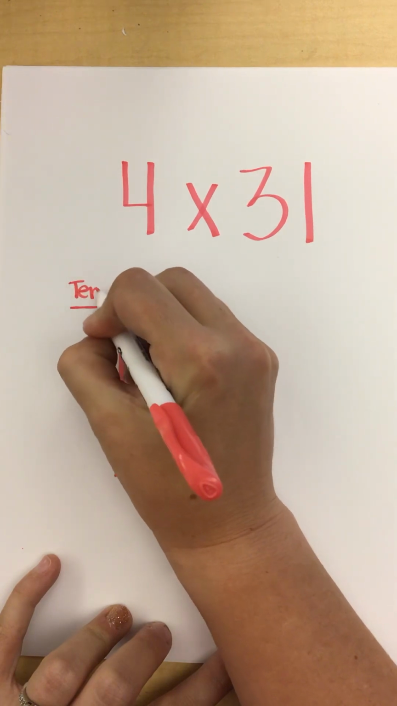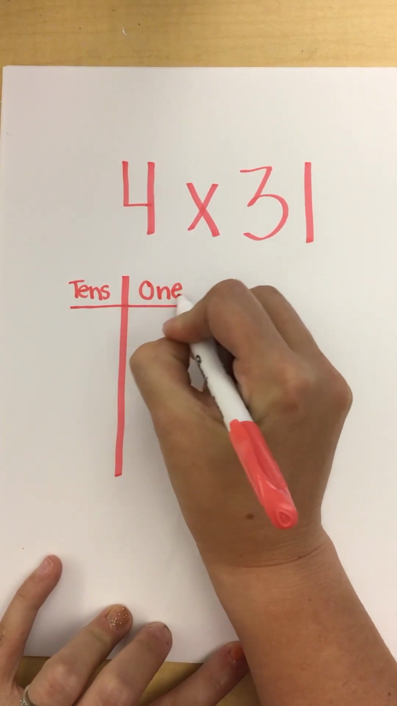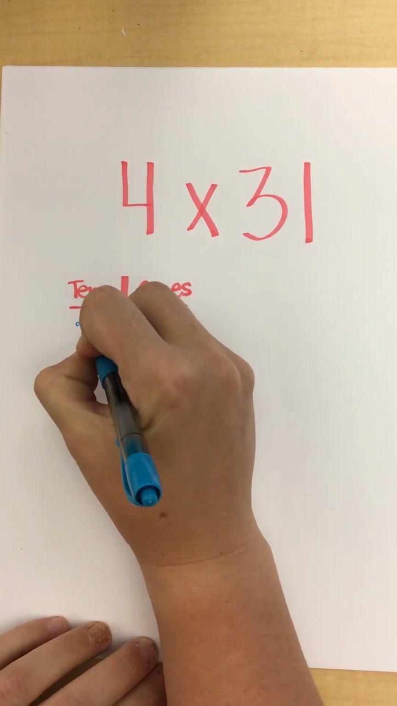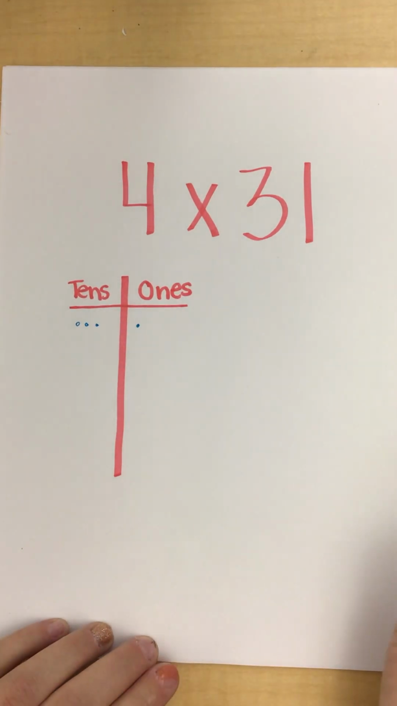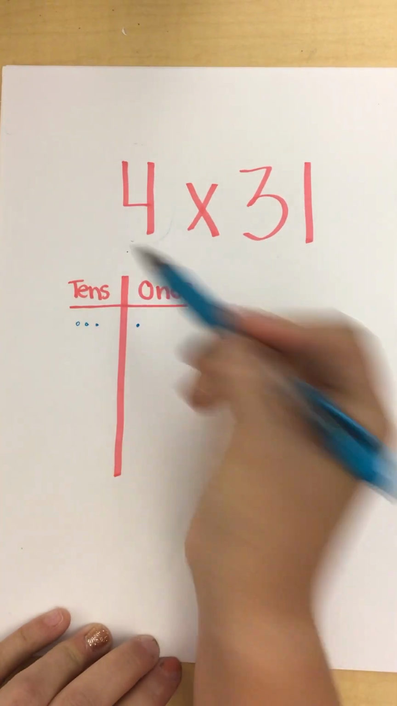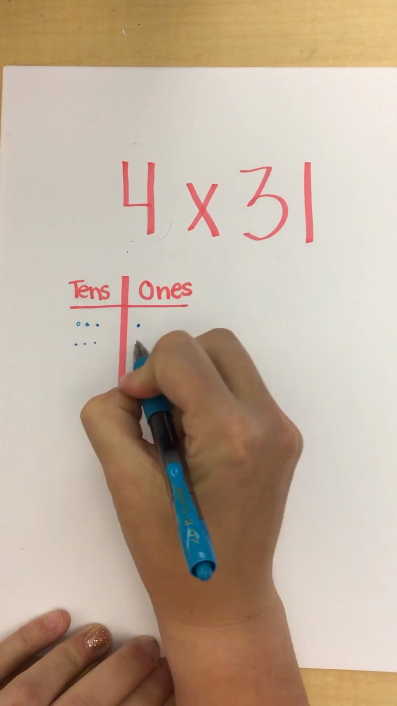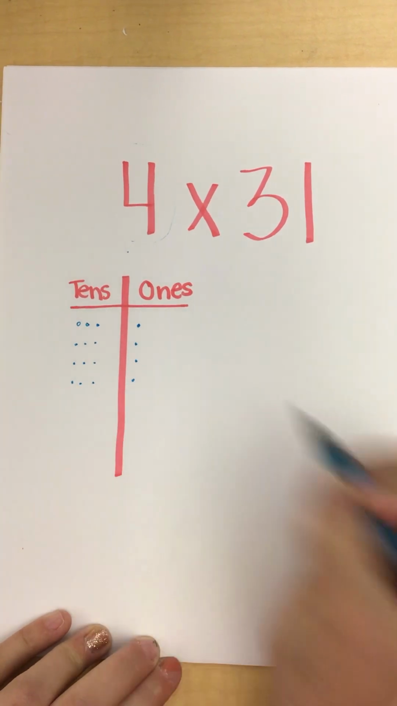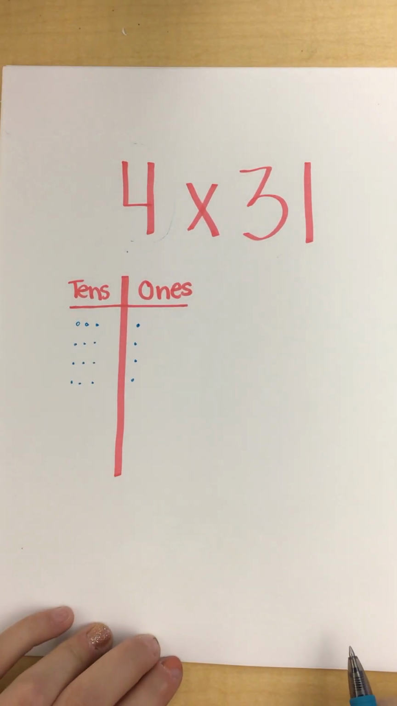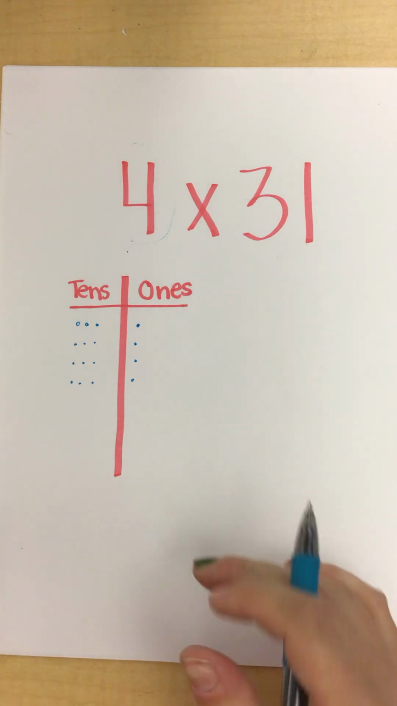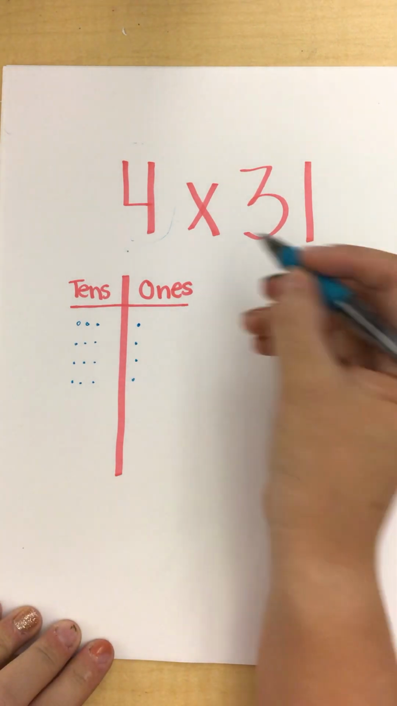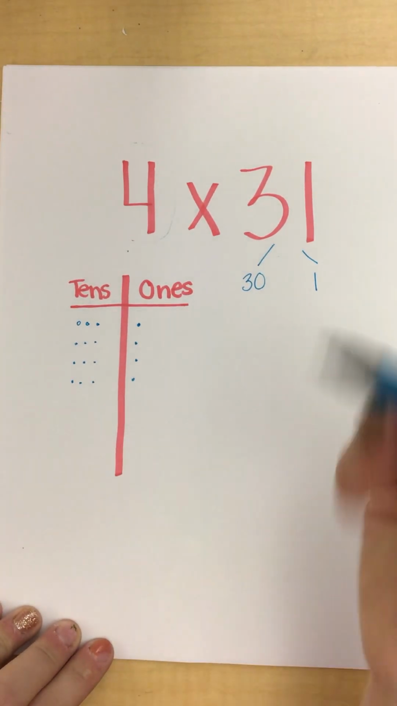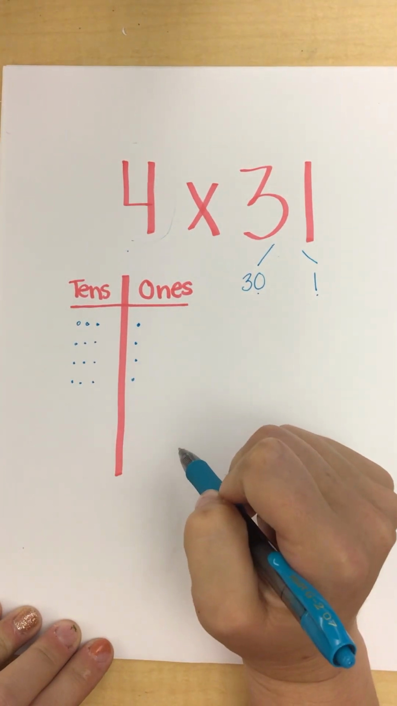So here's my tens, here's my ones, and if I'm going to have 31, that means I have 3 tens and 1 one. That shows 31. Well, we're going to do 4 groups of that 31. So I'm going to go ahead and copy this 4 times. So there's 2 groups, 3 groups, 4 groups of 31. And when I do this, essentially what I've done is I have shown that we are going to break apart 31 into 30 and 1, and we're going to multiply both of those numbers by 4.